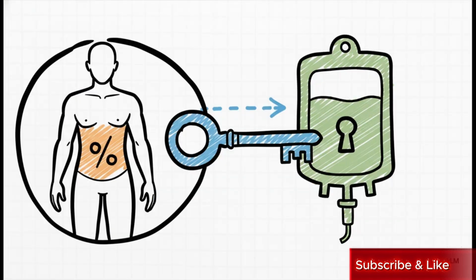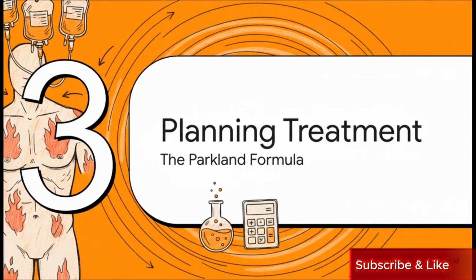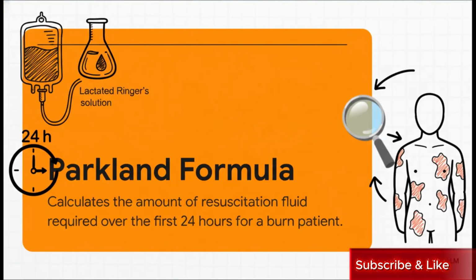So, with our assessment done, we now have that critical piece of the puzzle, 19% TBSA. That's the data we need to plan the treatment. We're officially shifting gears from figuring out what's wrong to figuring out what we're going to do about it. And that brings us to our second essential tool. To map out the patient's fluid resuscitation, and this is so important for preventing them from going into life-threatening burn shock, we use something called the Parkland formula. The Parkland formula is, no exaggeration, a lifesaver.